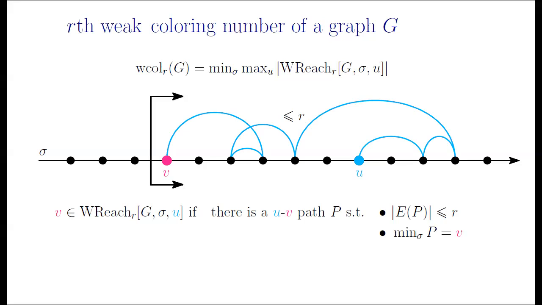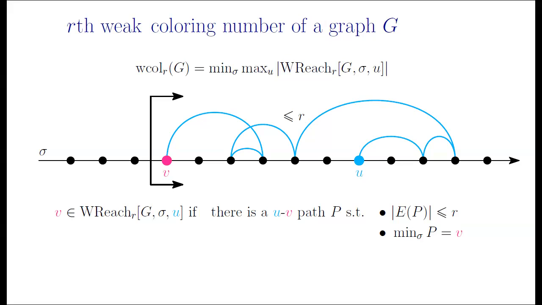The second condition probably has something to do with the weak coloring number. Here we enforce this path to have v as its minimum vertex. So we can only use vertices that are to the right of the vertex that we are reaching. And this is an example of a vertex that is weakly r-reachable from u, for r equal to 6 or something. So this is the definition.